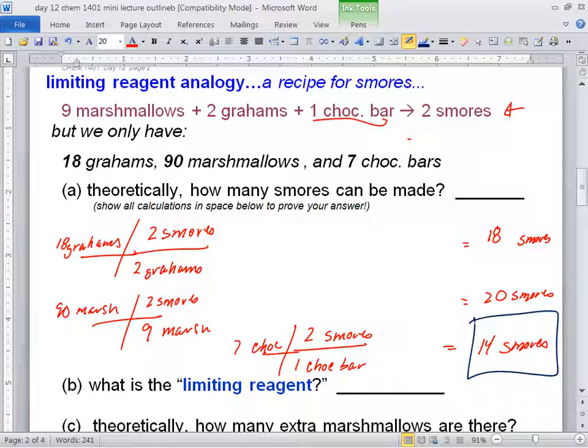So some terminology. The limiting reagent. Dylan, what would be the limiting reagent in this s'more issue? The chocolate bars. Good. The reagent is another word for reactant, all right? So the limiting reagent is going to be the chocolate bars. It's the one that gave us the right answer. So the chocolate bars. All right? Because it's this guy. That's the limiting reagent. The reactant that gave us the smallest answer.